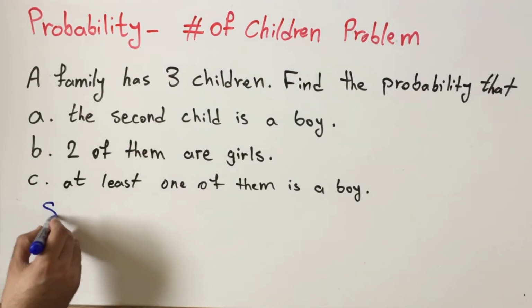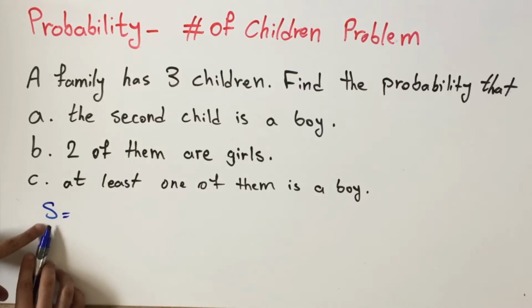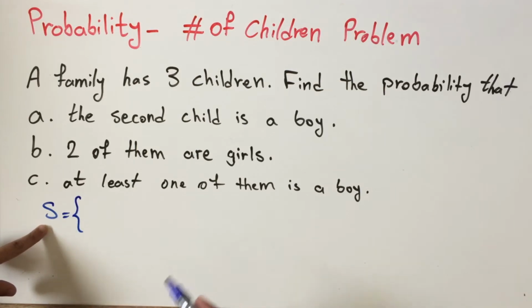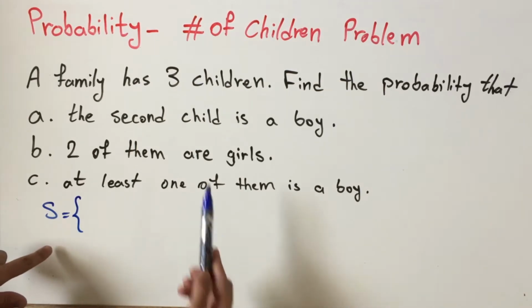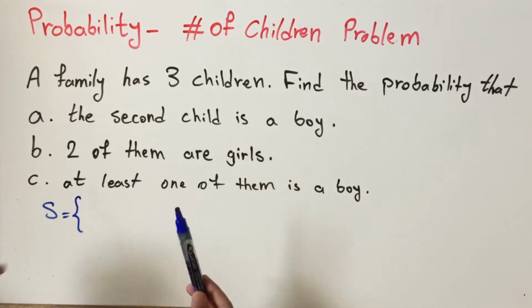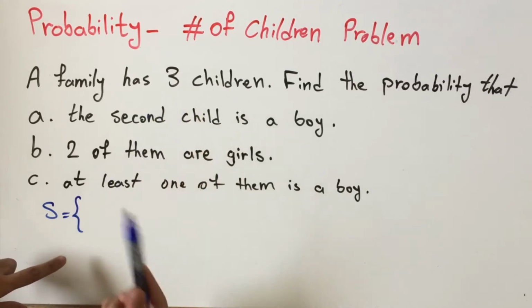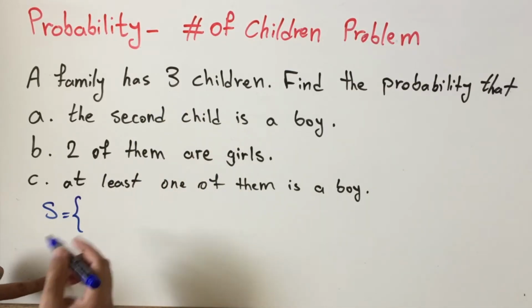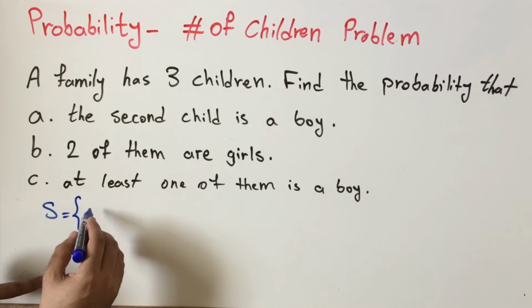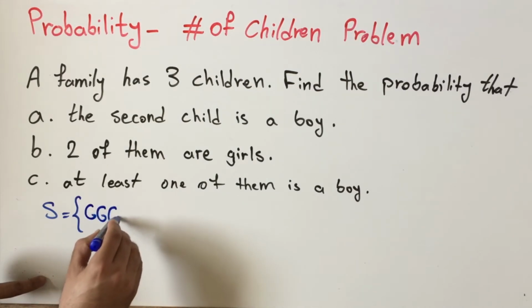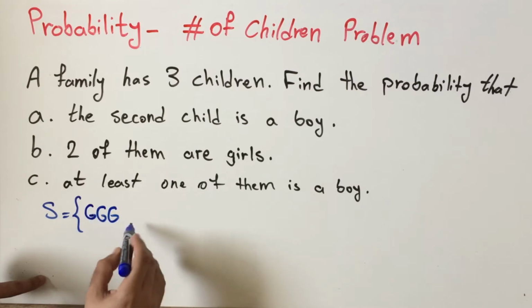which we show with S. So what was the sample space? Sample space is a set that contains all the possible results. So when we are discussing the gender of children, we have 2 options, boys or girls, and we have 3 children. So the first possible thing is that all the children are, let's say, girls. So we have 3G here.